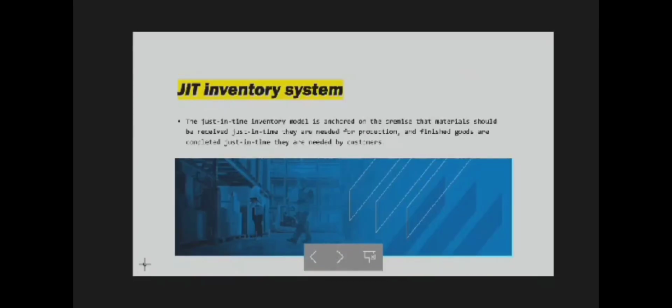Next, the JIT inventory system. The just-in-time inventory model is anchored on the premise that materials should be received just in time they are needed for production, and finished goods are completed just in time they are needed by customers.